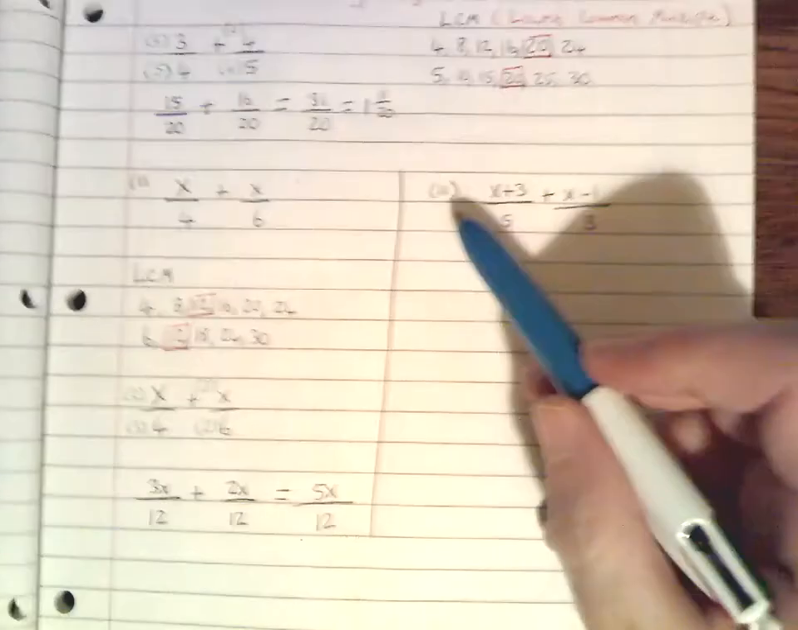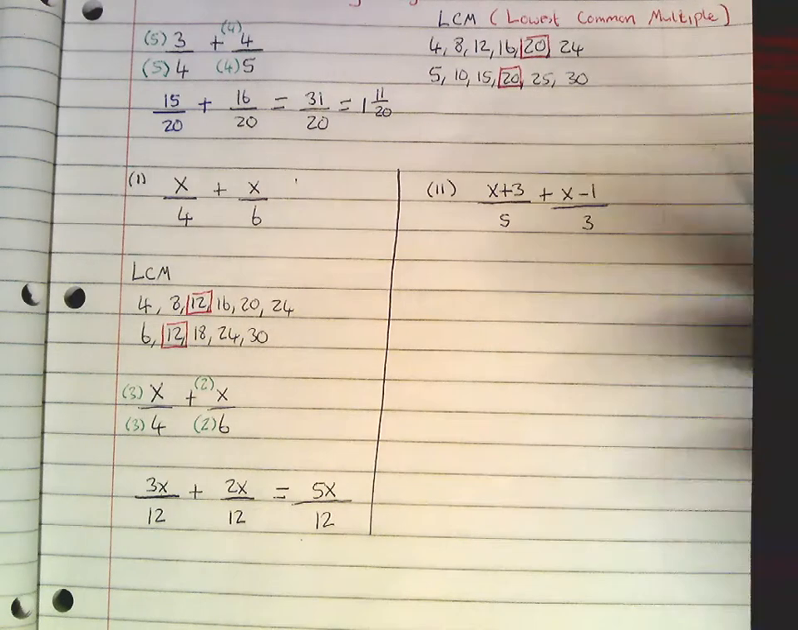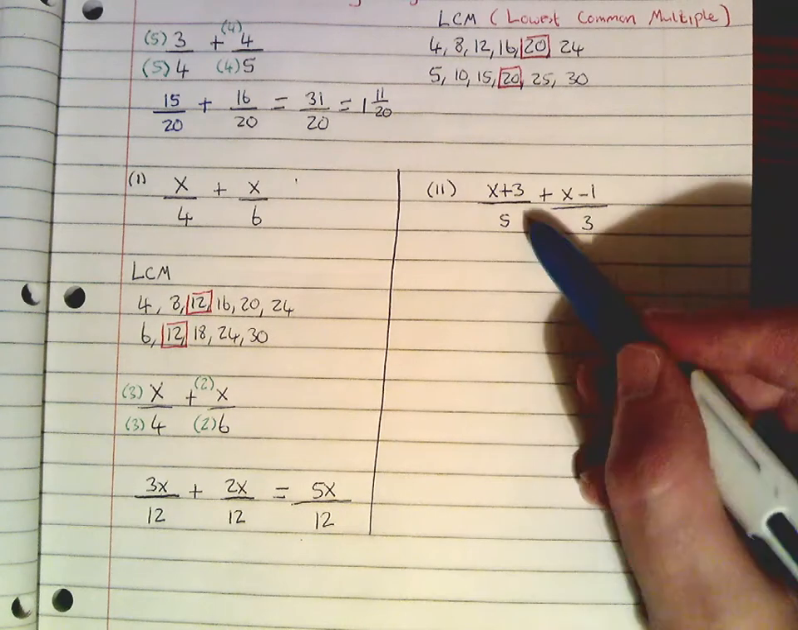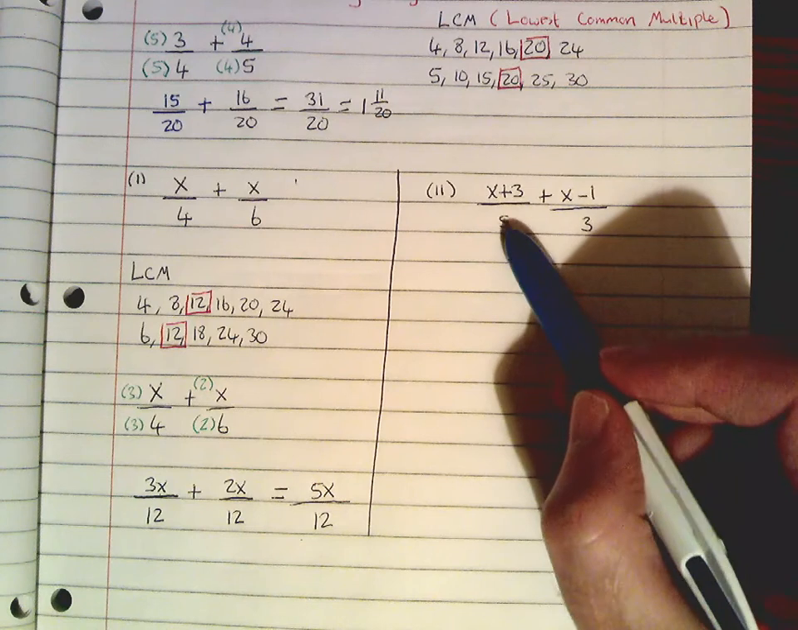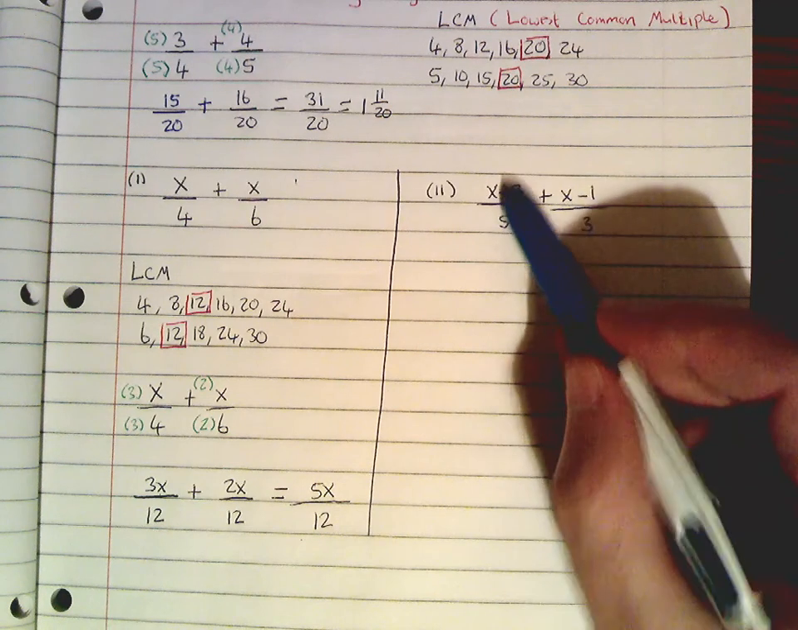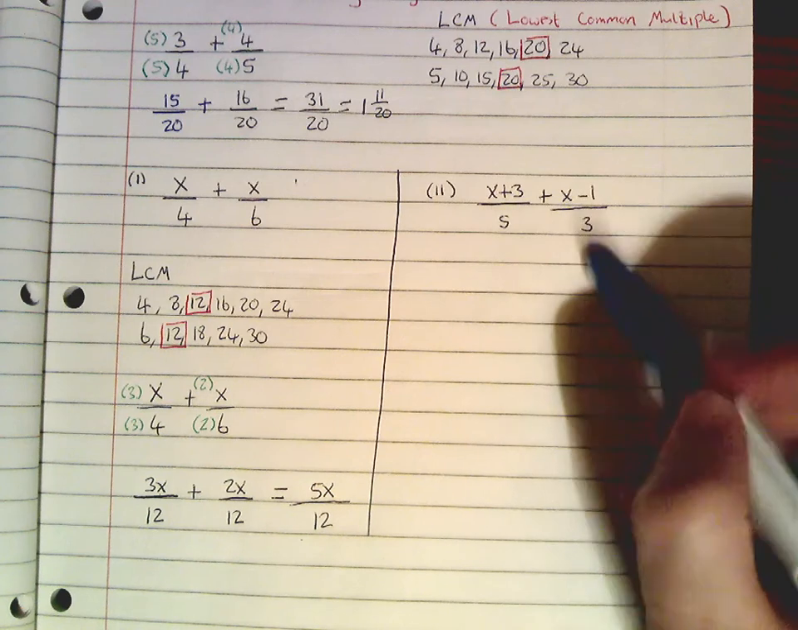So let's do the same. This one looks a little bit more complicated, but it's no more complicated than the last. Again, we have to look at these two and change them so that they're equivalent fractions. We want both fractions to have the same denominator.